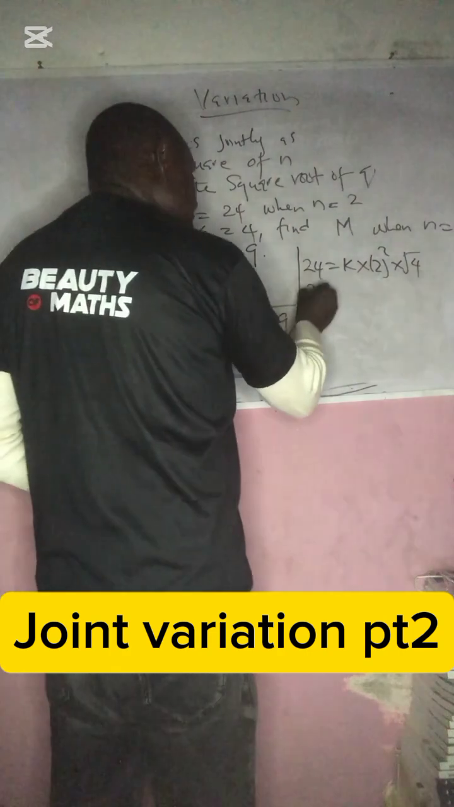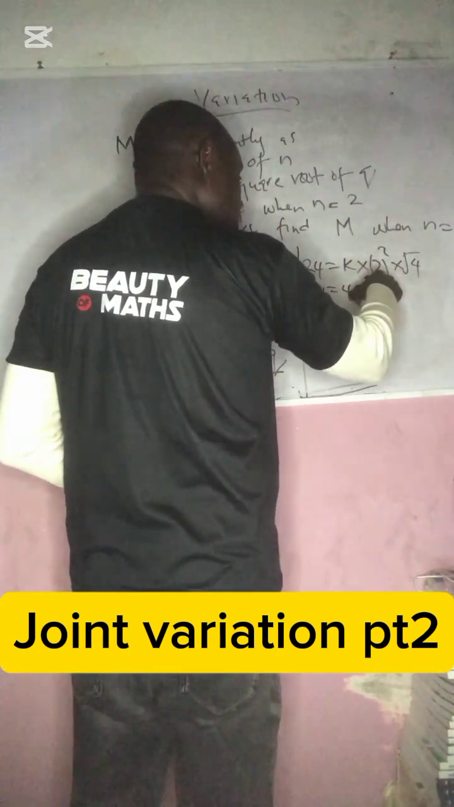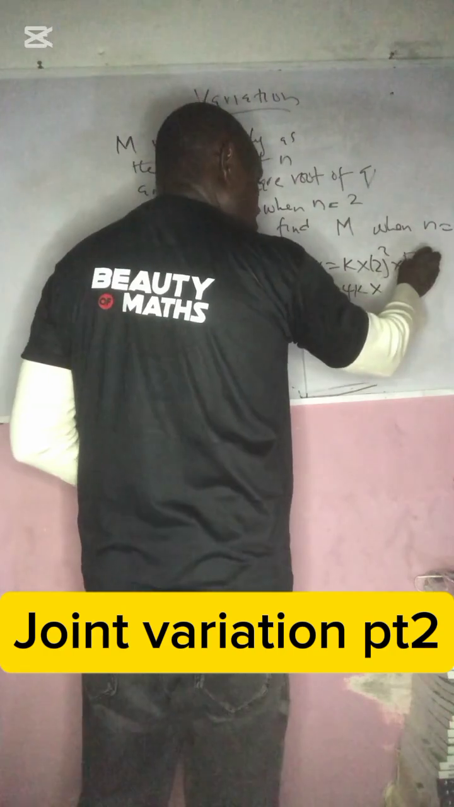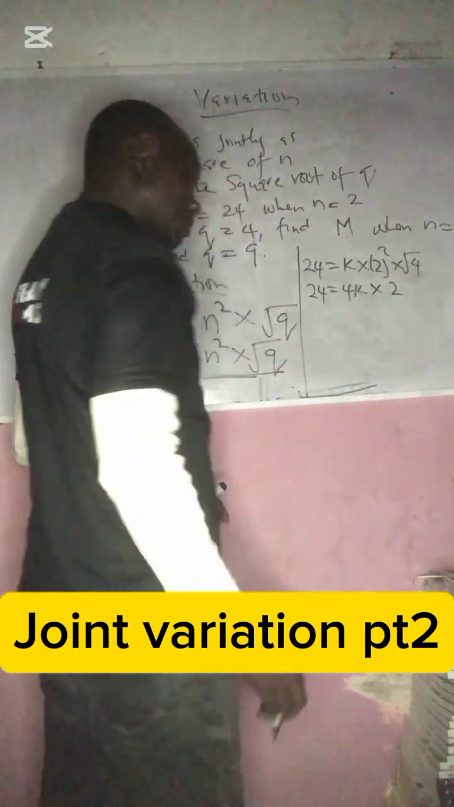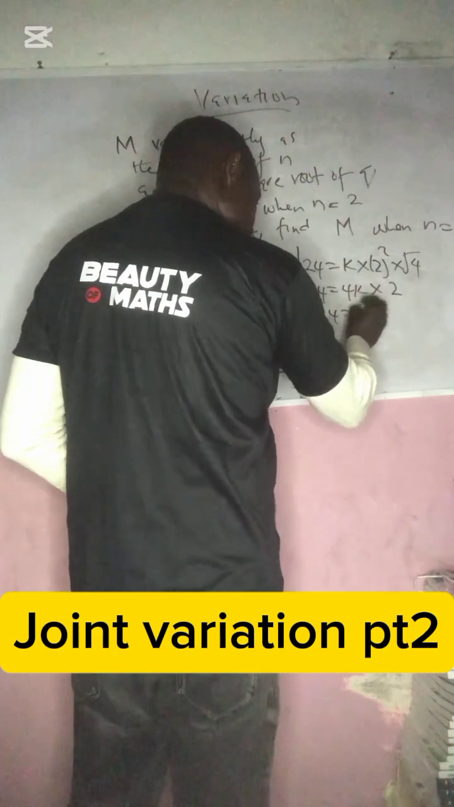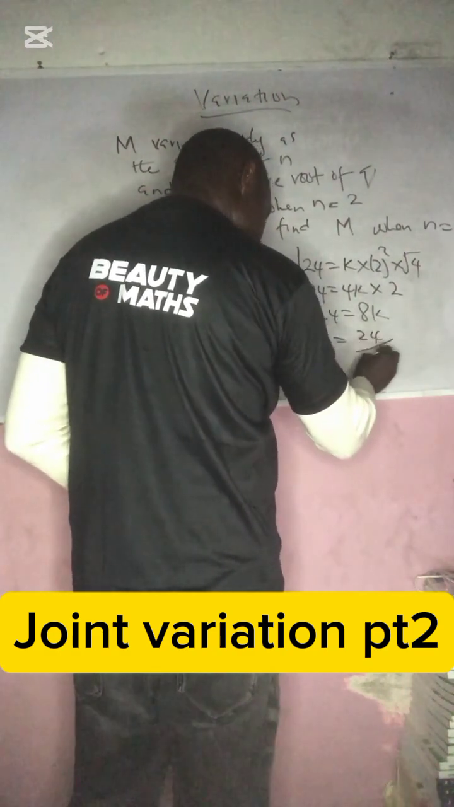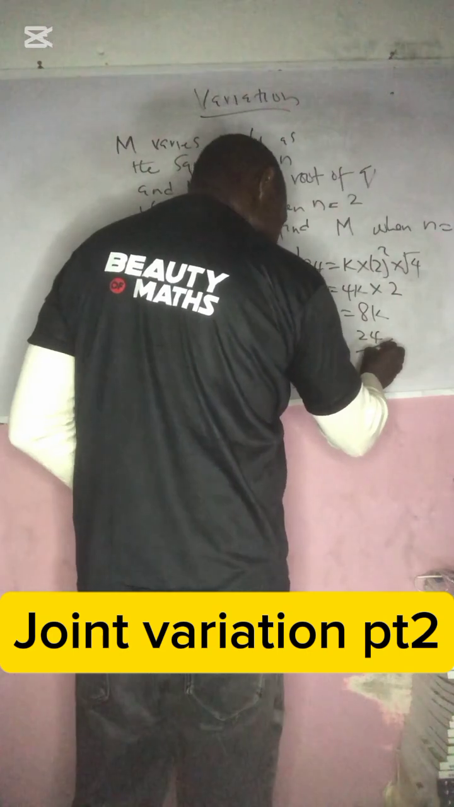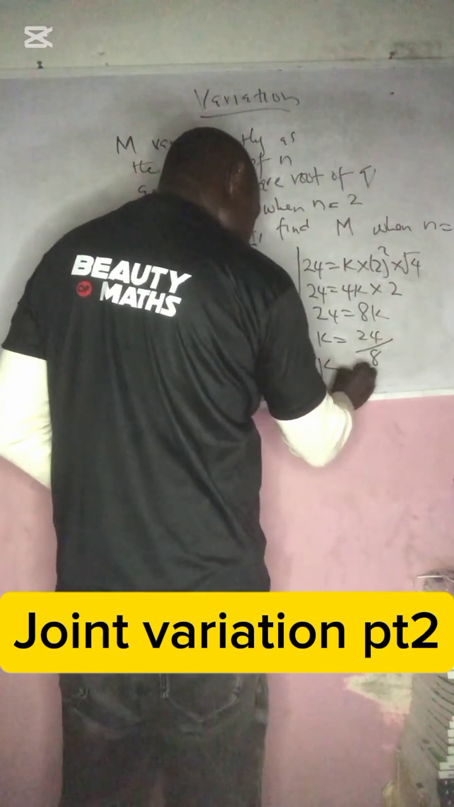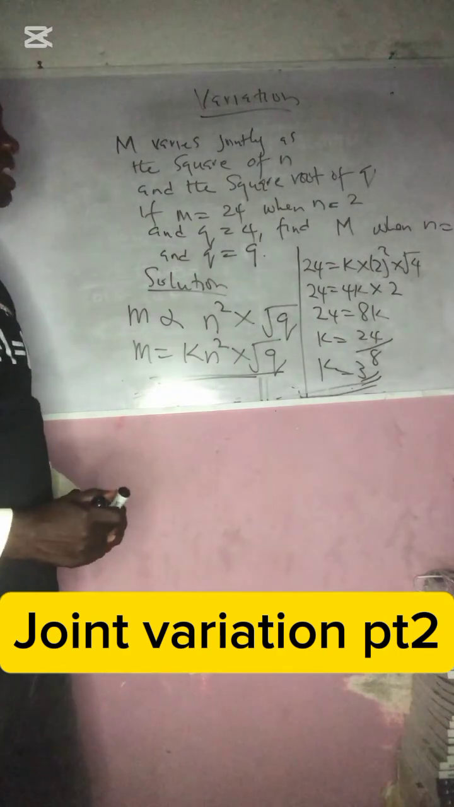So I can write 24 is equal to 4k, which is 2 times 2 is 4k, times the square root of 4, which is 2. So 24 will be equal to 4 times 2, which is 8k. So k will be equal to 24 all over 8. So my k will be 3. The constant of proportionality is 3.